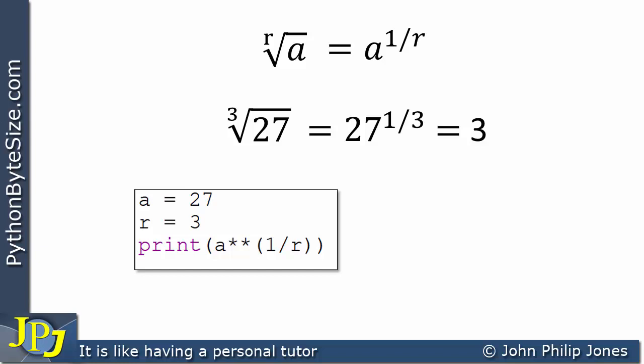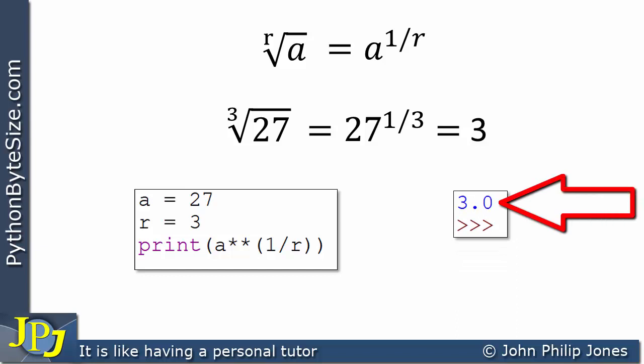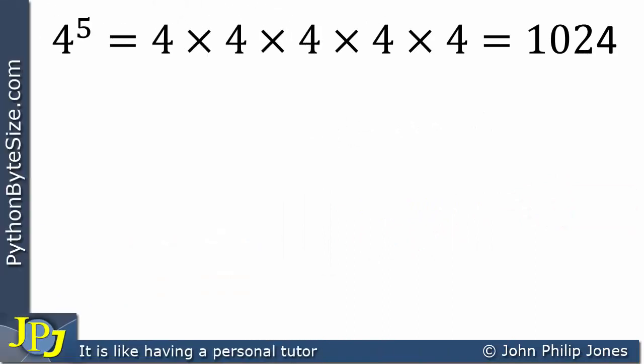So if I run this program, it should show us that the result is 3. This value here. So let's run the program and see what we get. And you can see we get 3, albeit it's in its float format, 3.0, but that is still the value of 3. Let's just quickly look at another example which doesn't find the square or the cube root, just to show how this formula can work for many different roots of numbers.